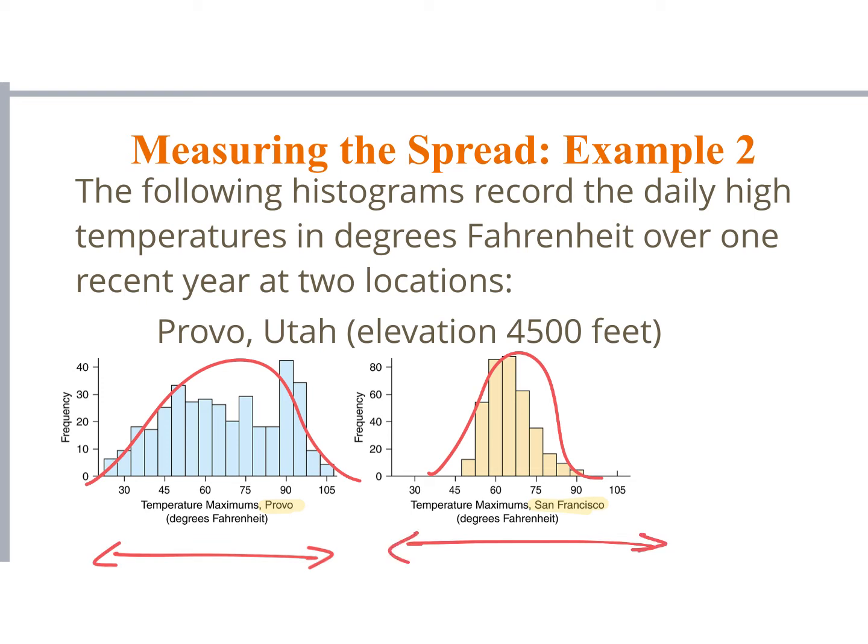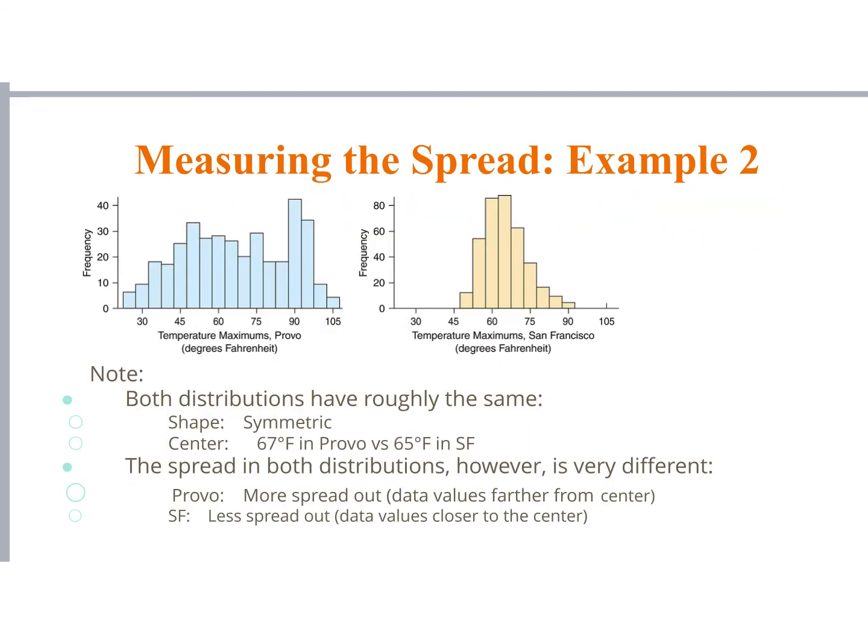But because they're both symmetric, the balancing point will be roughly the same, which is kind of in the center. So you can see here that although the mean is maybe the same, it doesn't give you a whole big representation of what the data is like, because as you can see, they're completely different. Okay, so here's kind of like a summary of what we just talked about.